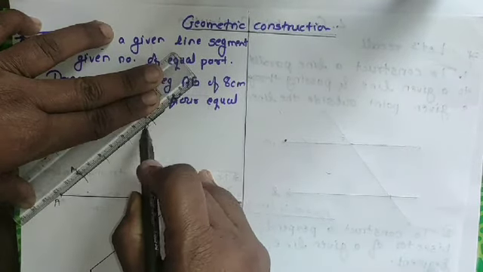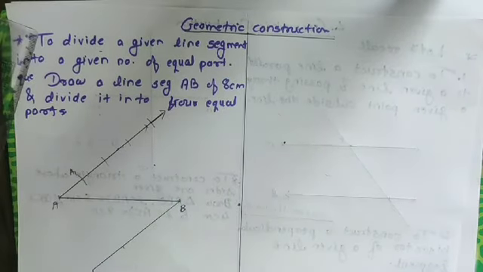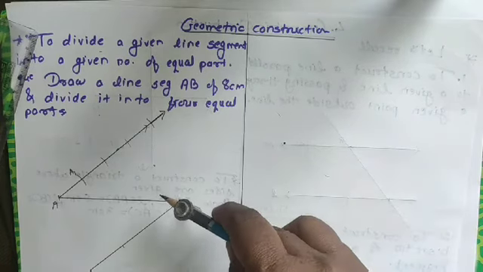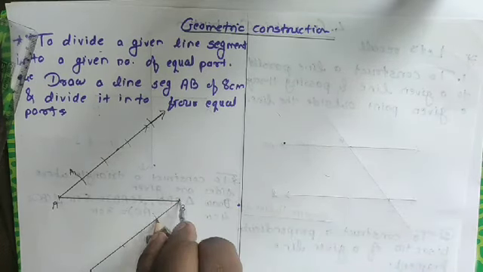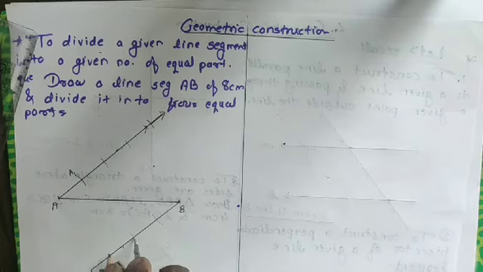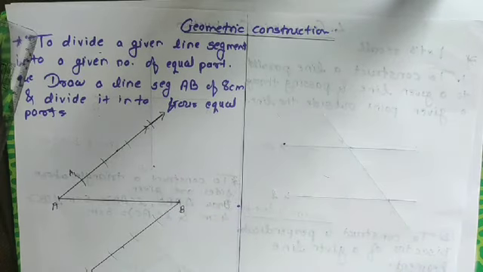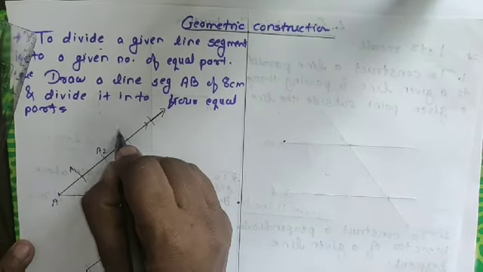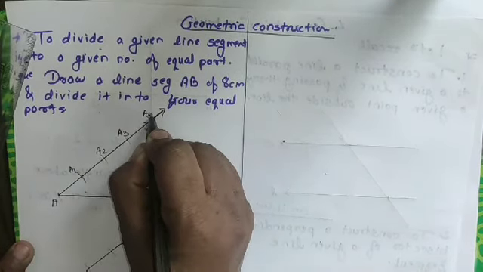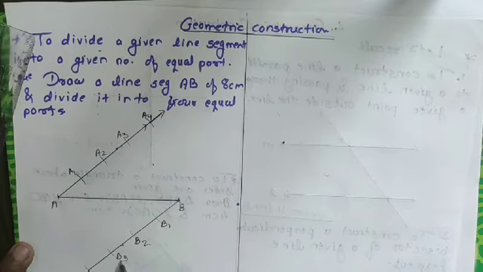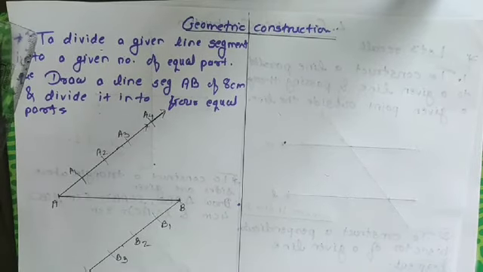Without changing the distance, we have to take the points below the line also. This is B1, B2, B3 and this one is B4. They told us 4, that's why we took 4 points here. So here it is A1, this point is A2, A3, and this one A4, and this is B, B1, B2, B3 and B4.